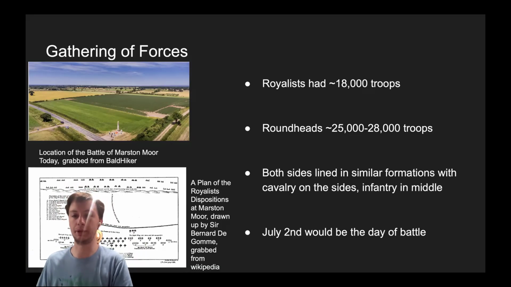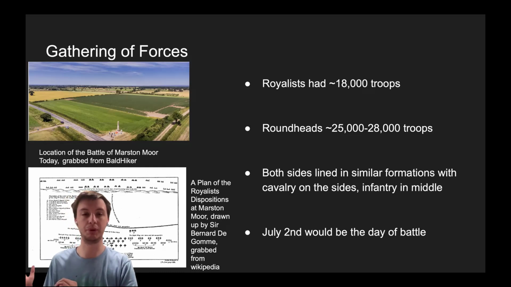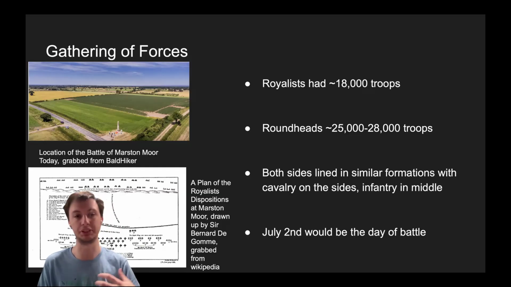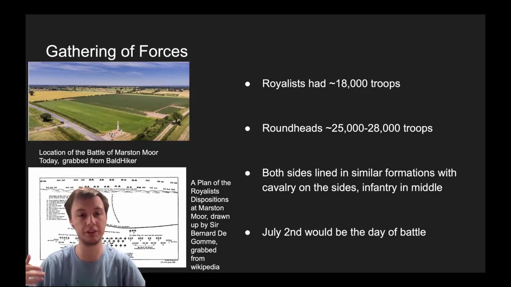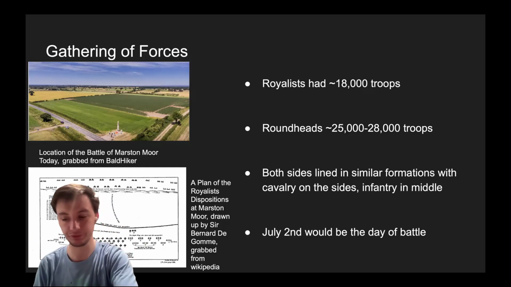They also had field cannons set up to shoot at the forces before advancing, because they would do this to lower the numbers while also lowering the morale. And July 2nd would become the day of the battle in 1644. And as you see on the bottom left, the plan of royalist dispositions at Marston Moor, which were drawn up by Sir Bernard de Gomme, showcases how the musketeers were in front of the cavalry as a way to advance, and then cavalry could go out and pincer maneuver.